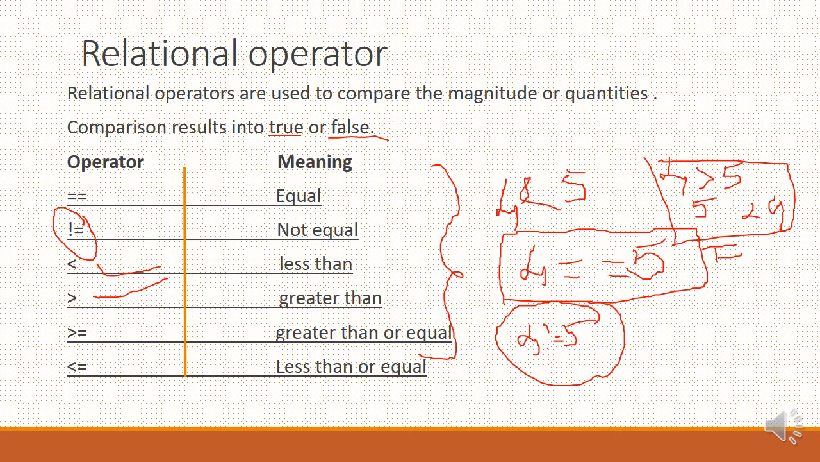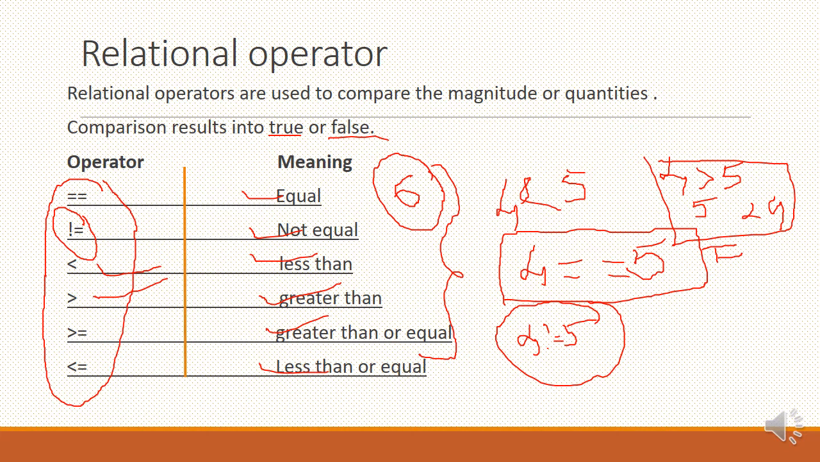How many relational operators are there? 1, 2, 3, 4, 5, 6. Totally 6 relational operators are there. First one is called equal to, second one is not equal to, less than, greater than or equal to, less than or equal to, and these are the symbols for the relational operators, and this is what your meanings for the operators.